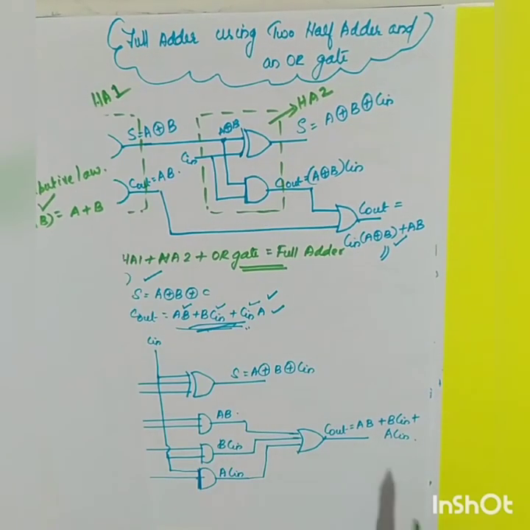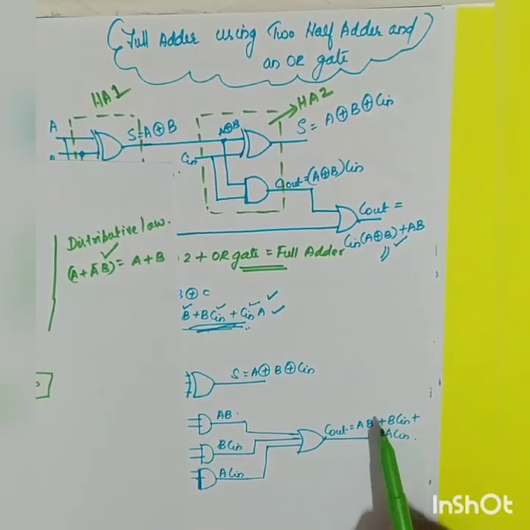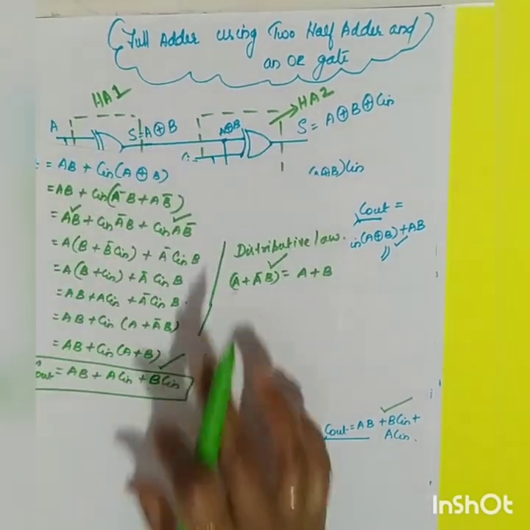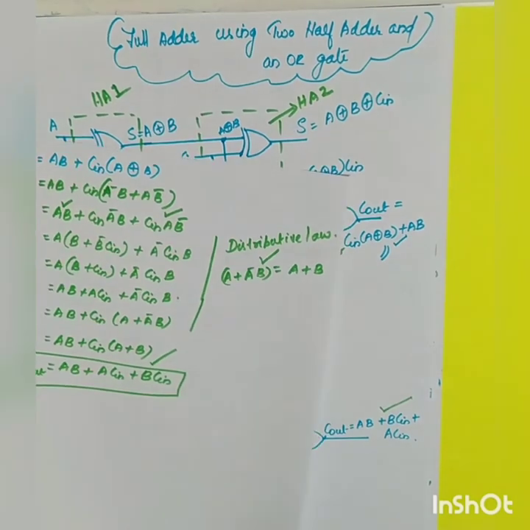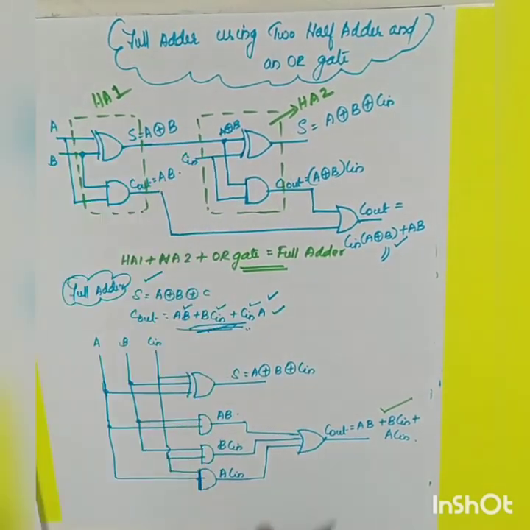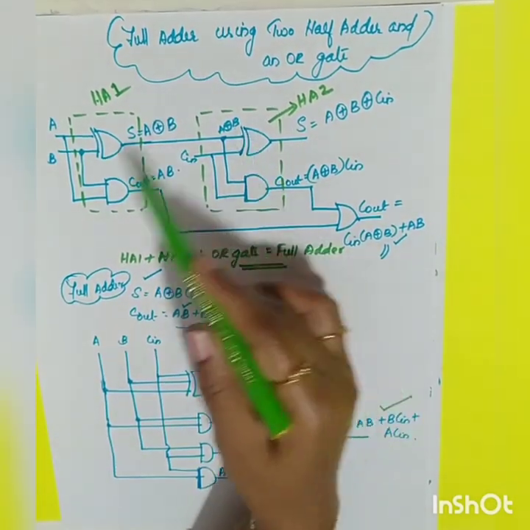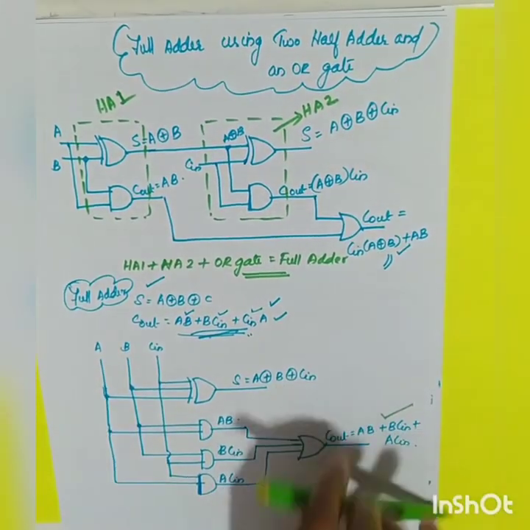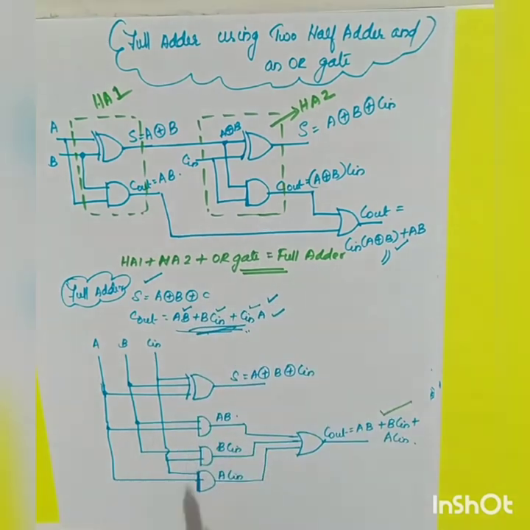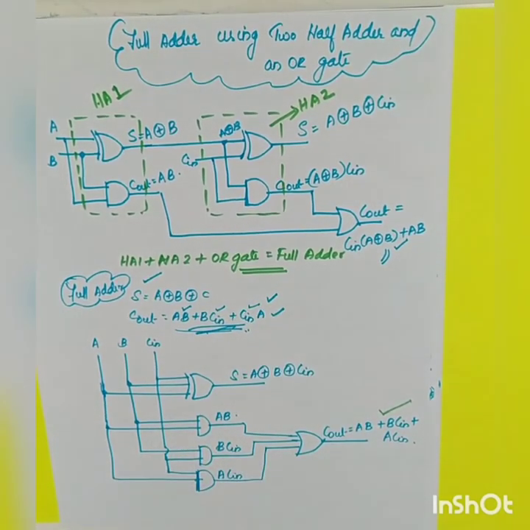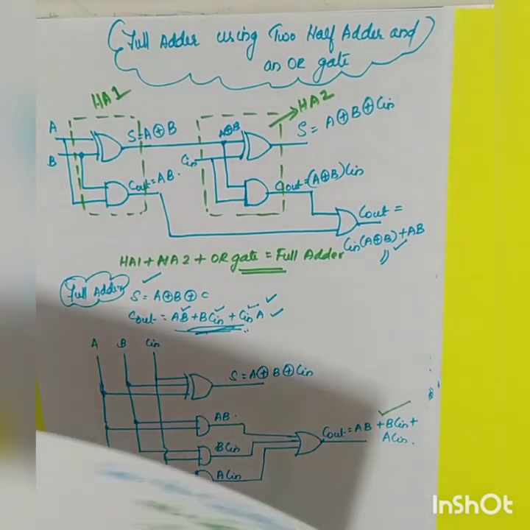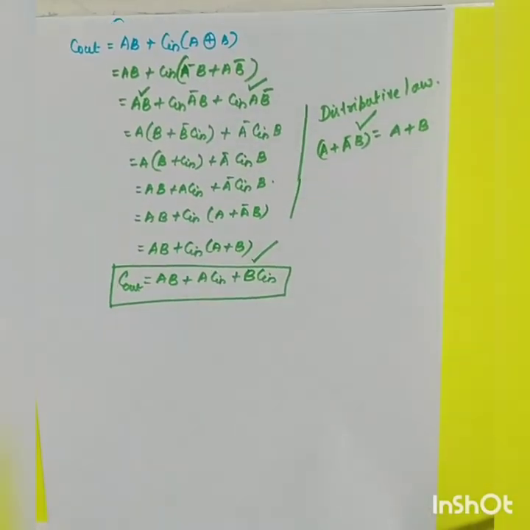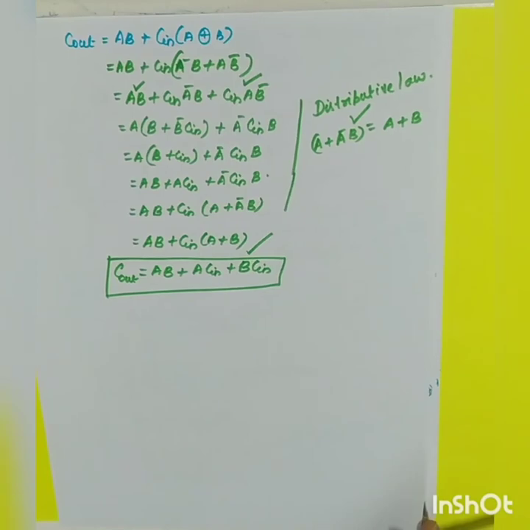Is it matching with your formula, AB plus B Cin plus A Cin? So these two are the same. This is just for your understanding. No need to study it. You have to draw only your diagram using two half adders and your OR gate if it is asked, or you can follow this diagram using the second formula. Okay, by this your second and third section of your second module is done.